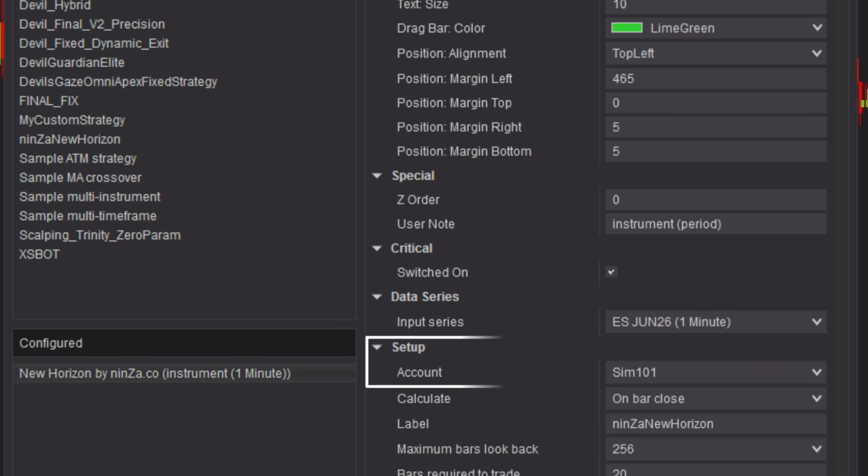Before each trading session, take a few seconds to verify that the account settings in both New Horizon and NinjaTrader match. This simple check can help you monitor trades correctly and avoid unnecessary confusion while using the system.